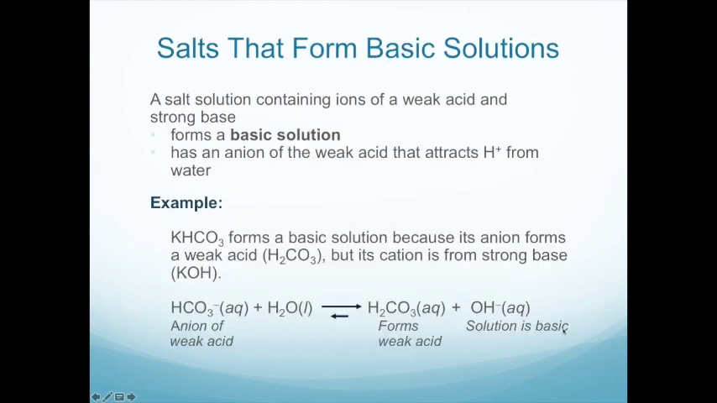Now, if you have a salt solution that has ions from a weak acid and a strong base, then it will form a basic solution. Now, this has an anion of the weak acid that attracts H+ from water. An example of this is potassium bicarbonate, which is potash. It forms a basic solution because its anion forms a weak acid, the weak acid being carbonic acid. But the cation is from a strong base, which is potassium hydroxide.